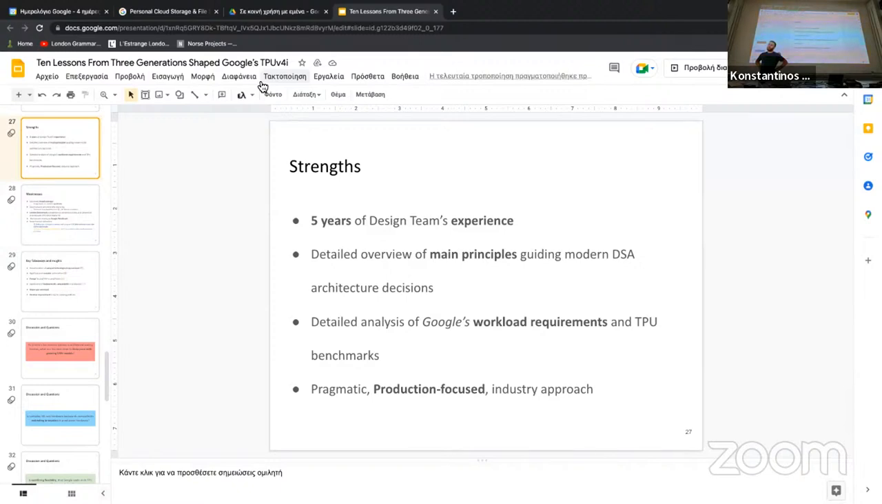I think this is mainly because, as I said, it's a very industry perspective that this paper gives. They are designing chips for Google workload, and therefore maybe there's kind of a separation. But I'm sure that they are still getting inspired also from the science world. It's just that they are not designing chips for the science world.